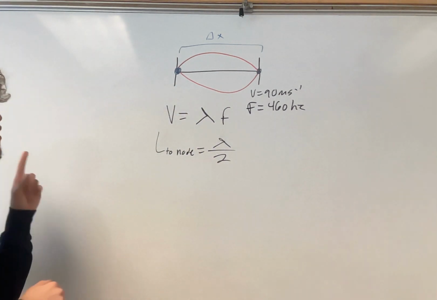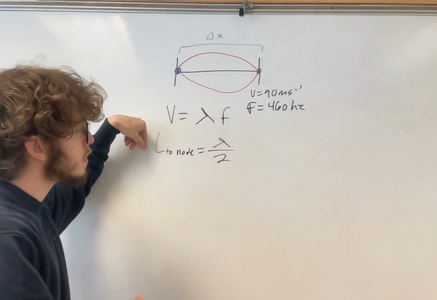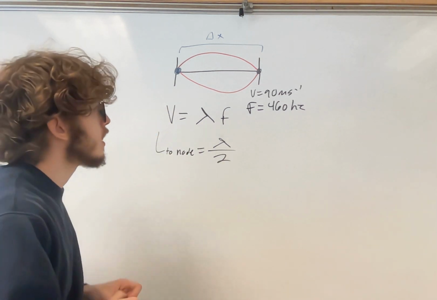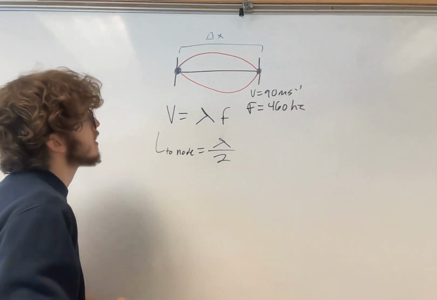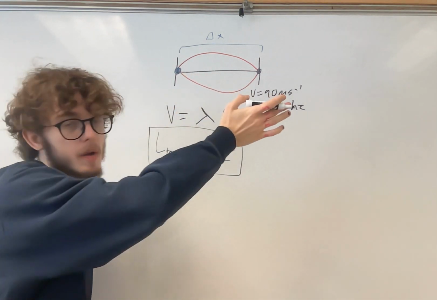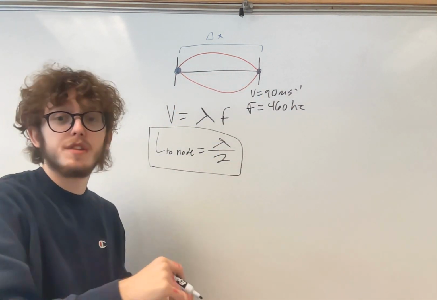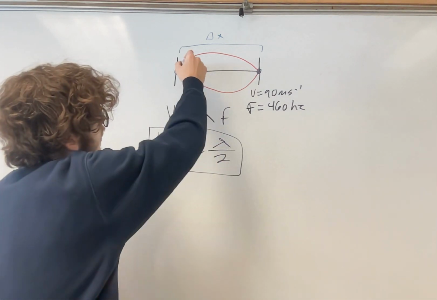How exactly do we go ahead and find that? Well, you need to know two very important equations: the speed of a wave formula and the length to a node being 1/2 of lambda. I say this because if you look at the first harmonic, for example, which is what we're using in this case, you could use the second, third, fourth. To make things simple, we're going to use the first.